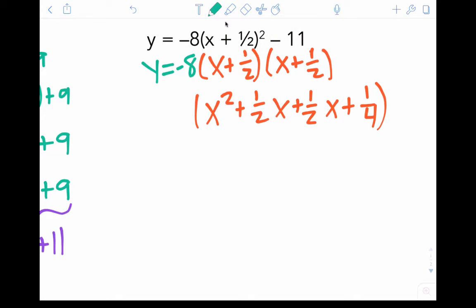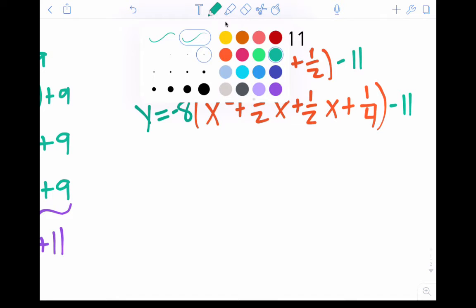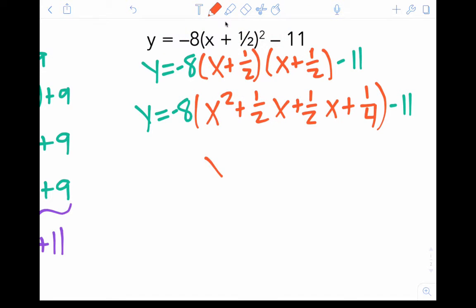So I have x squared, and then 1/2 x plus 1/2 x. I'm going to do 1/2 plus 1/2, which is just 1. So I can just write that as plus x. And then I have that plus 1/4. And of course I have these other numbers.